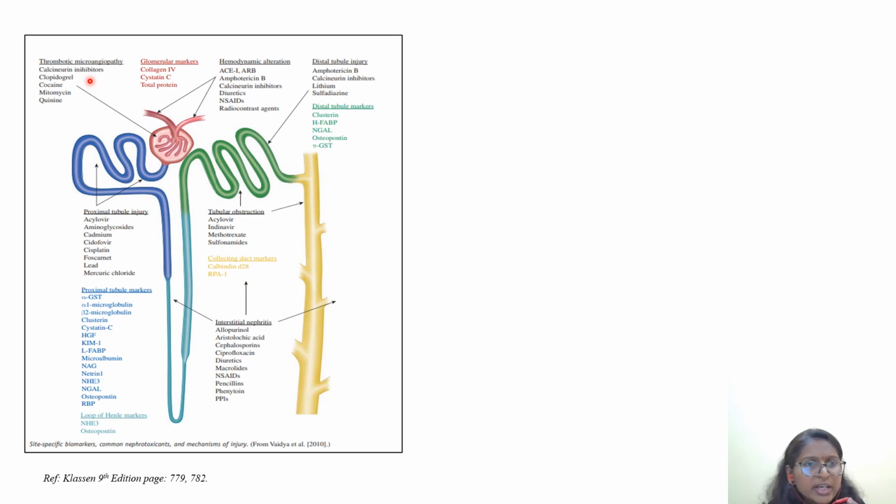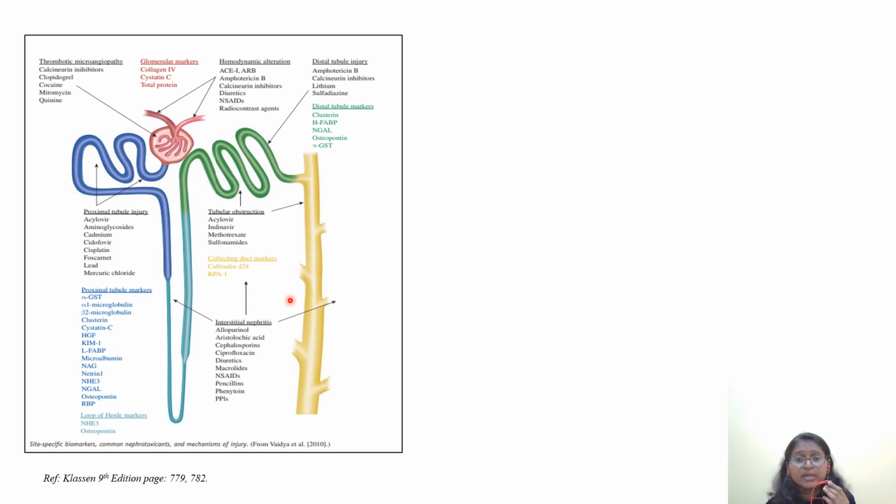And next we have thrombotic microangiopathy. Here you can see calcineurin inhibitors, which are causing hemodynamic alteration. Calcineurin inhibitors are also causing distal tubule injury. This is the way they will club the questions. So try to memorize these drugs and certain chemicals, where the target organs are, and which particular region within the organ. Also you should be able to know.